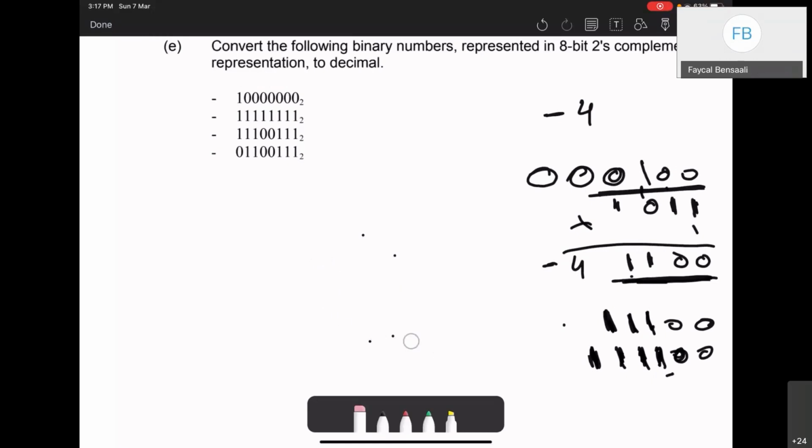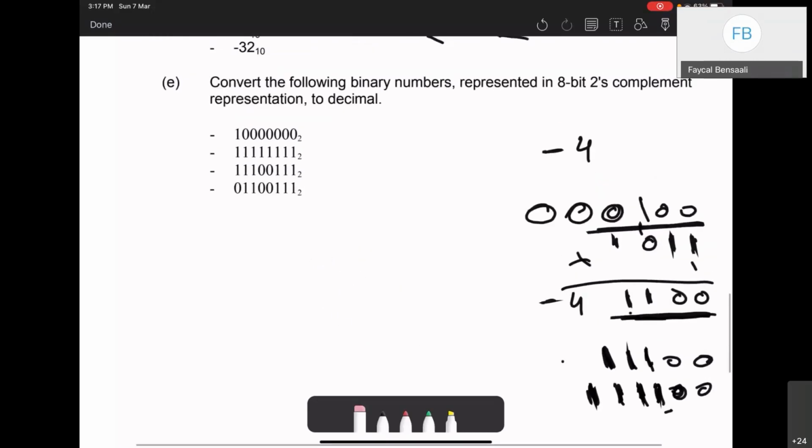Right. Next, let's do one of those and then we stop. Now if we give you the binary and we tell you what is this number. So for example, this one. We are using 8 bits. The last bit is 1, so this number is negative. But what is the magnitude for this number? Minus what?